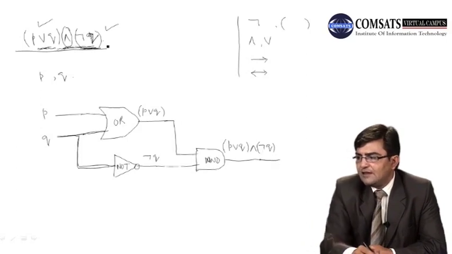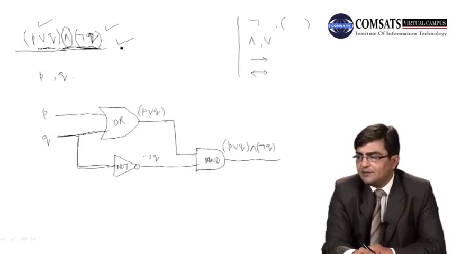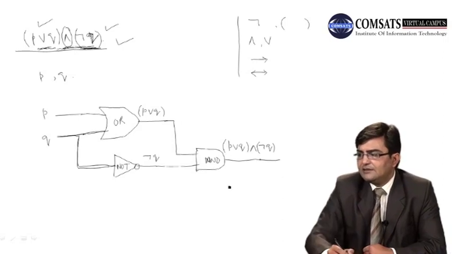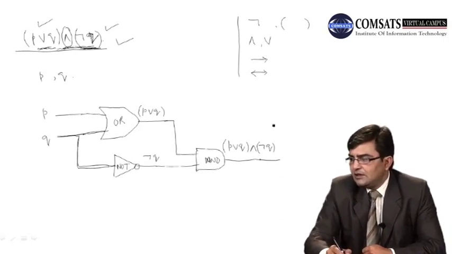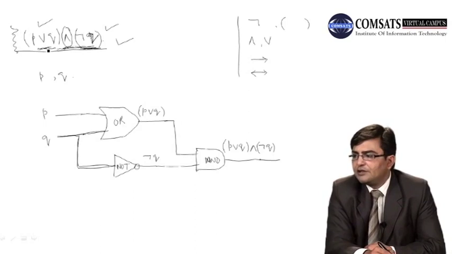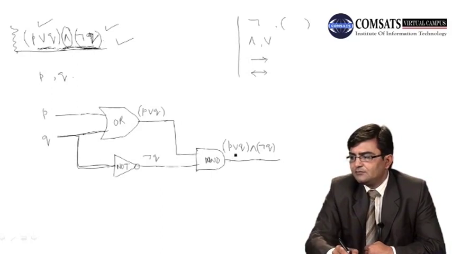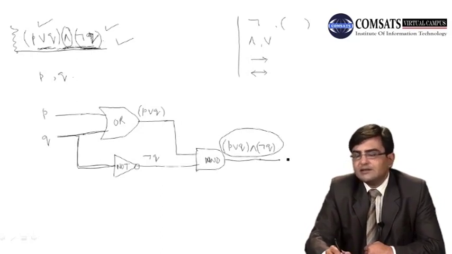So for this compound proposition, or logical expression, we can construct a circuit like this. This circuit represents the given expression. Or we can say that corresponding to this expression, we can draw a circuit using logic gates like this. So this is the output of a circuit, which is usually denoted by S.